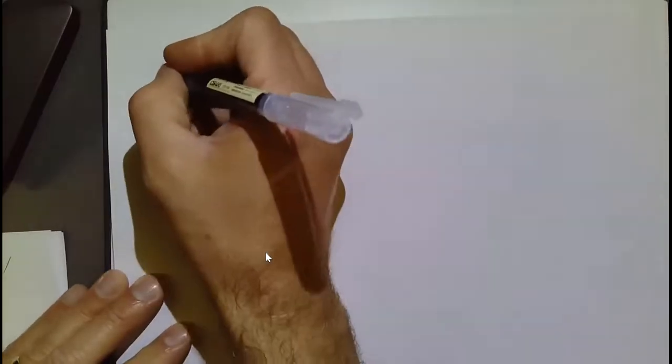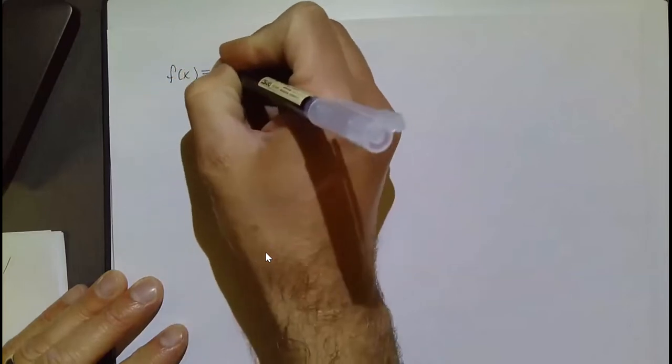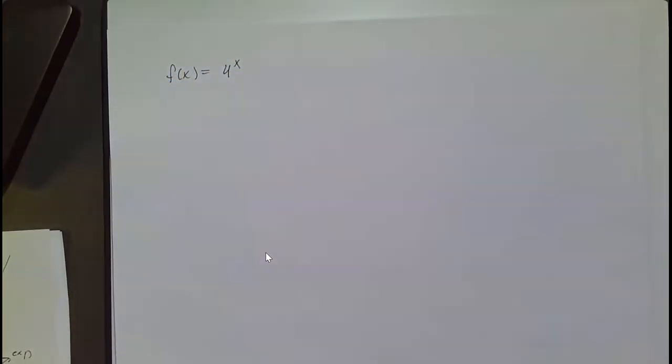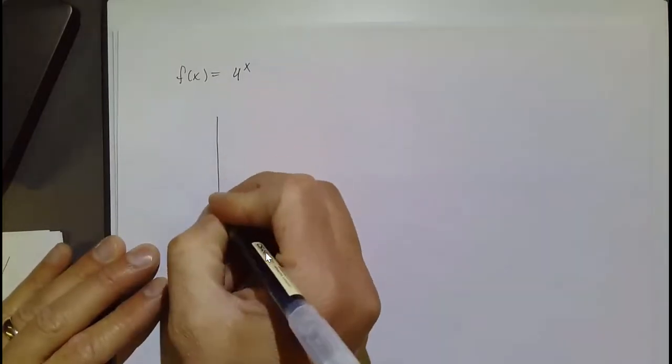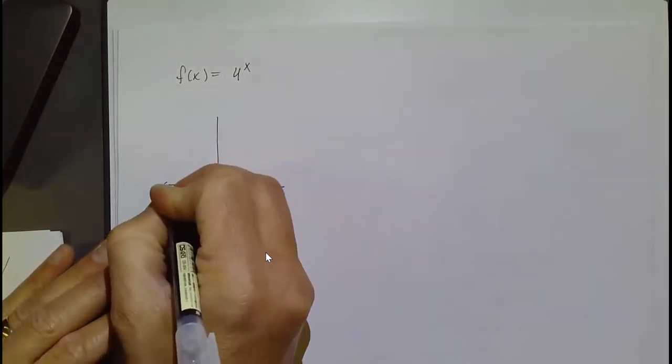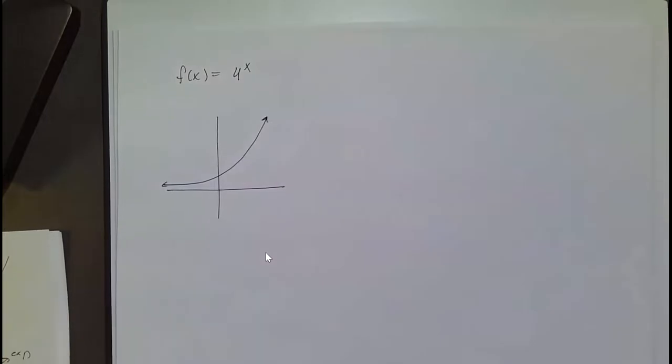So let's say we wanted to graph something like f of x equal to 4 to the x. Well, really, when I think about this graph, I think about it being exponential, and I know the basic shape of it. So this is going to look like this. It's got your usual exponential shape.